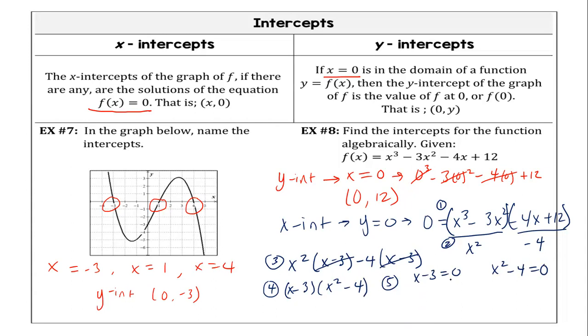Okay, so what makes this true? +3. So we have an x-intercept at x equals 3. What makes this true? 2 and -2, right? So this can be made true by x equals 2, but it also can be made true by x equals -2, because a negative times a negative makes a positive. And so I would still end up with +4.